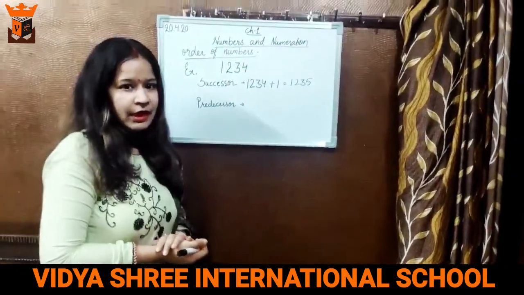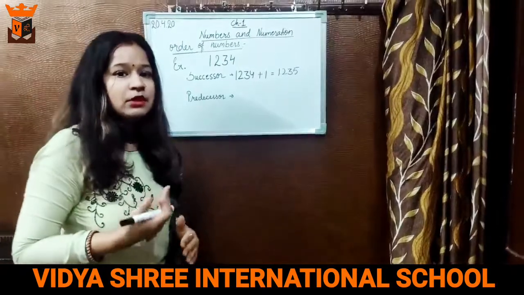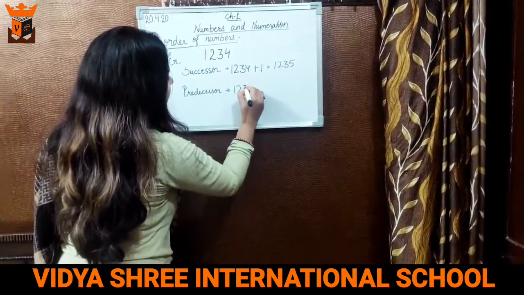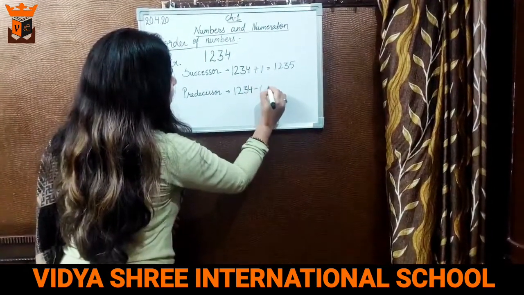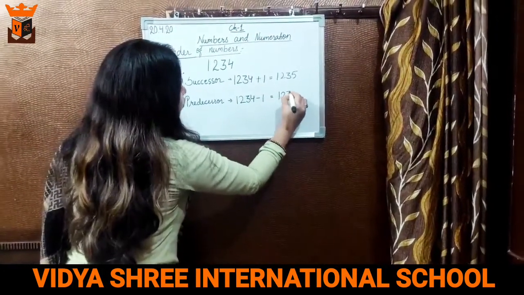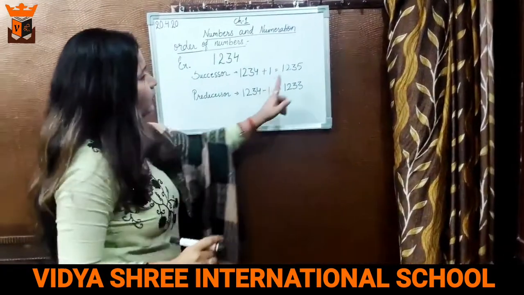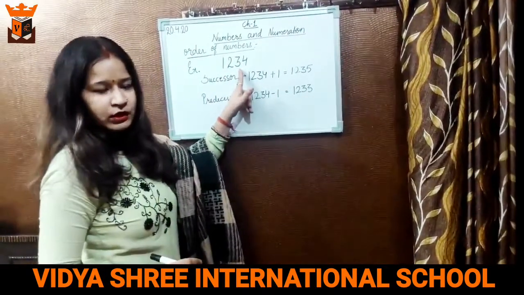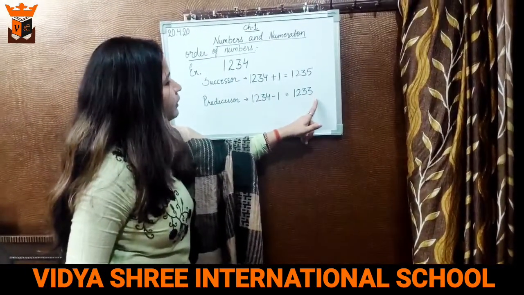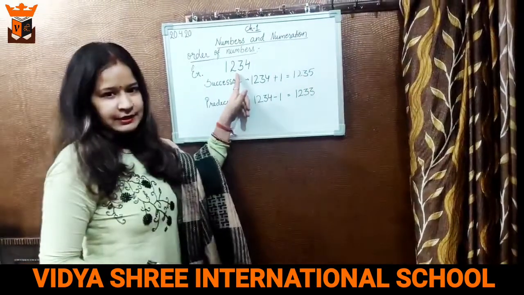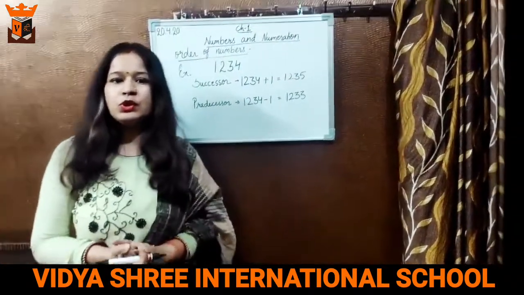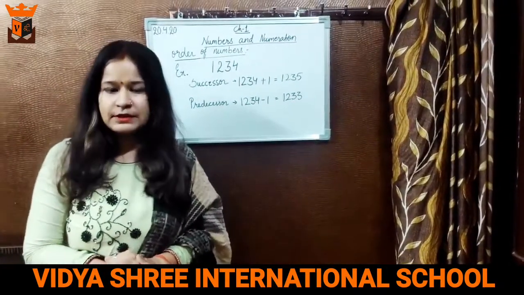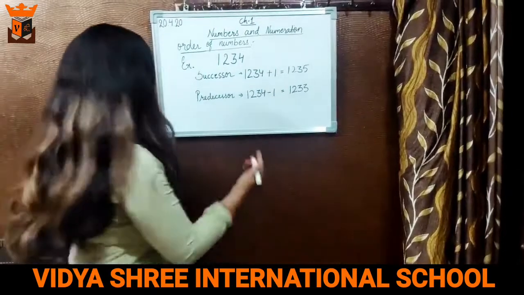Similarly, what is predecessor? As the name shows, pre means the number which comes before the given number. So we will subtract 1 from the given number, 1234 minus 1, that is 1233. Here 1235 is the successor of this one and 1233 is the predecessor of this number. Students, you can also use this method, +1 and -1, and you can easily find the predecessor or successor of any given number.